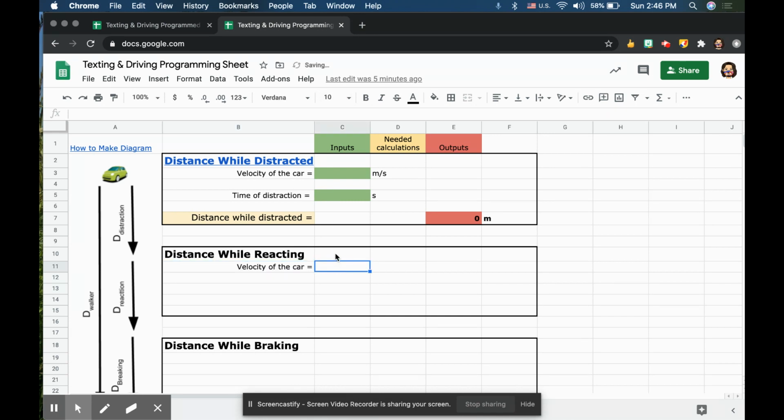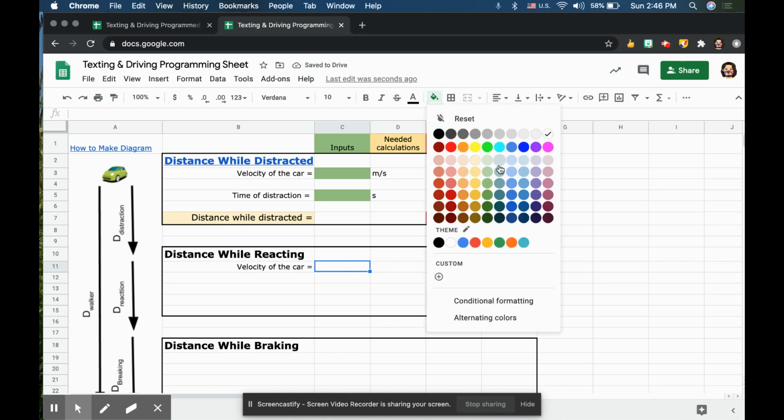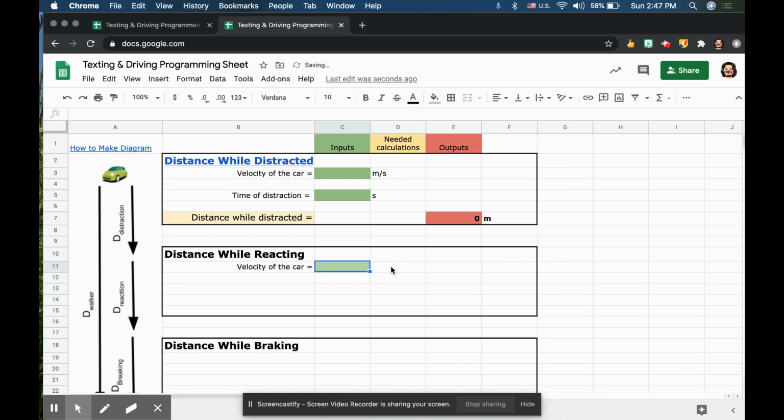C11, I am going to change that color to green. Once again, color coding is very, very important. And then I'm going to pop in my units, which is meters per second. The reason why we put the units to the side is so that it does not interfere with our calculations. If you put that in here, you're going to get an error message, and that's going to mess up the programming of your sheets. All right, so units on the side.